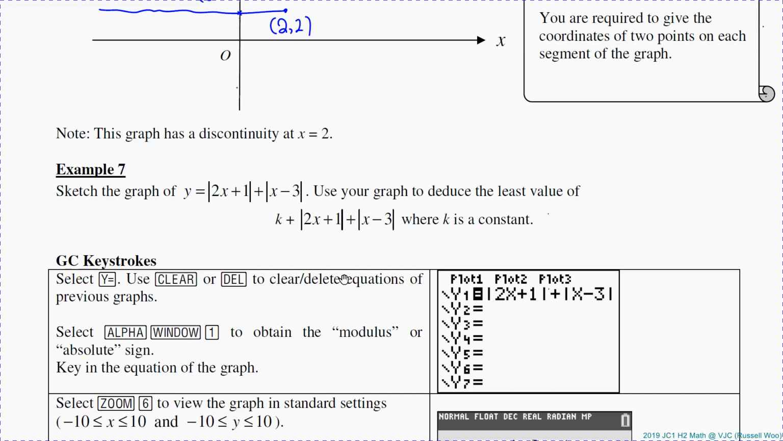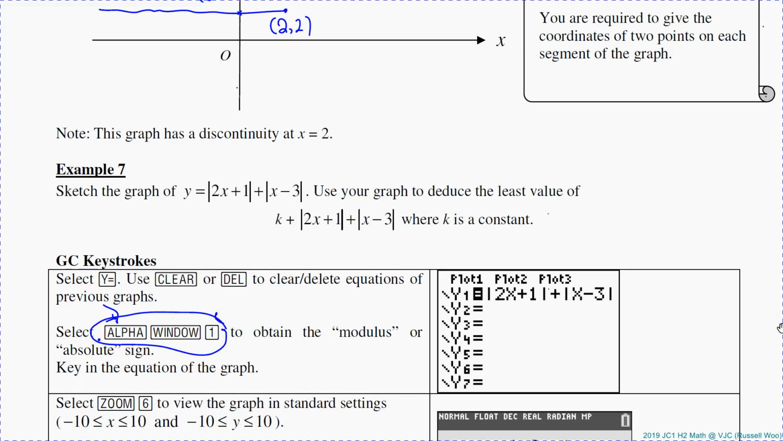Now, even if your GC is not upgraded, you can also do this together, okay? Because this one is only for the latest PC edition OS. So can we sketch this using our GC? Yes. Okay. In order to bring up the modular sign, look here, alpha window 1. Oh dear, this pen is not working again. Or is it? Oh, it's working.